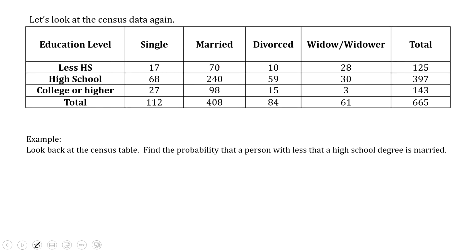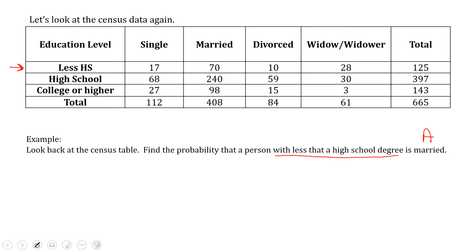Here's our example. We're looking at the census data again. We're trying to find the probability that a person with less than a high school degree is married. So I'll call is married my A value in our probability statement. This is the given. We're just looking at people with less than a high school degree. If we look at our data table, we're just looking at the people in this row.